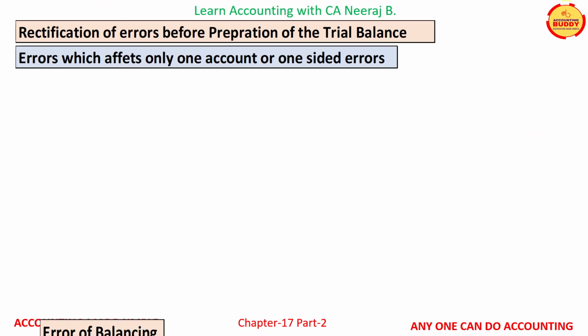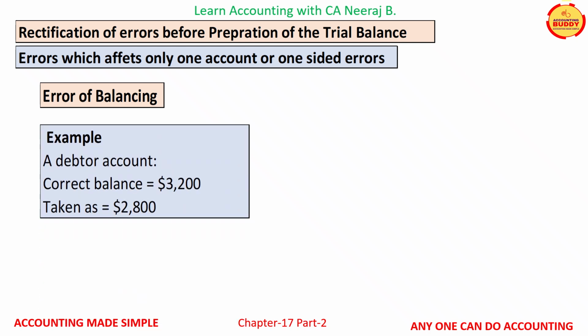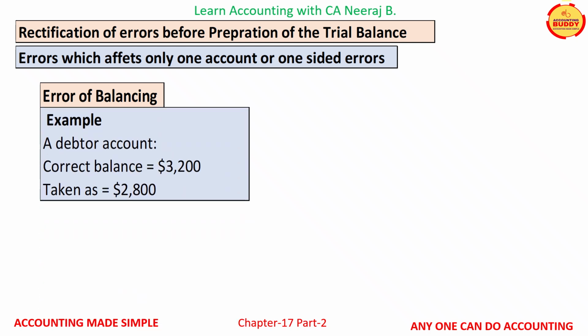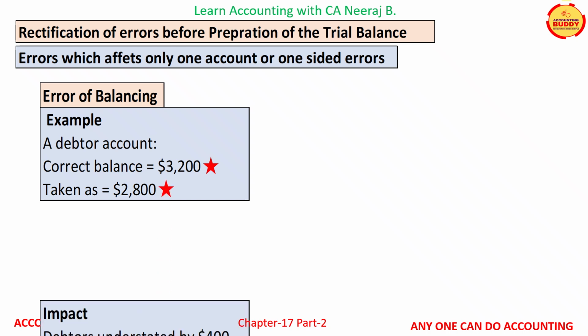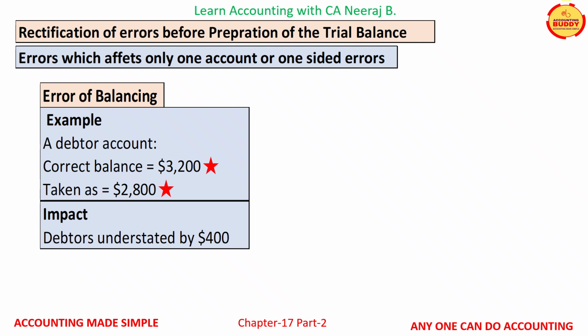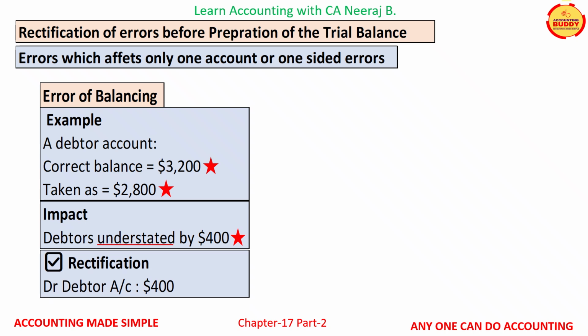Another type of error is error of balancing. For example, a debtor's account correct closing balance is $3,200. However, by mistake, it has been taken as $2,800. As a result of this error, the debtors are understated by $400. Such an error is rectified by debiting the debtor's account by $400.